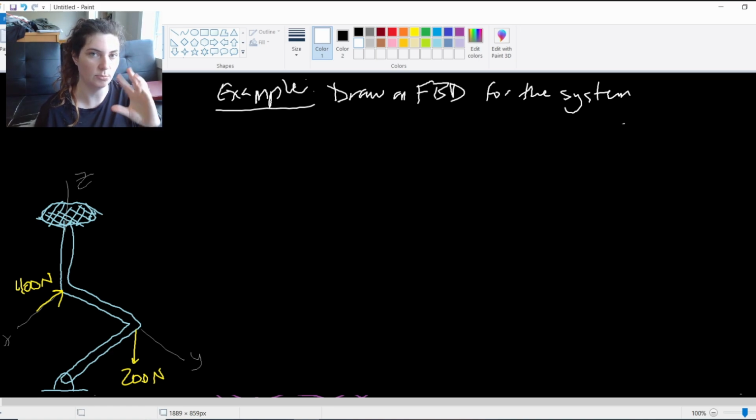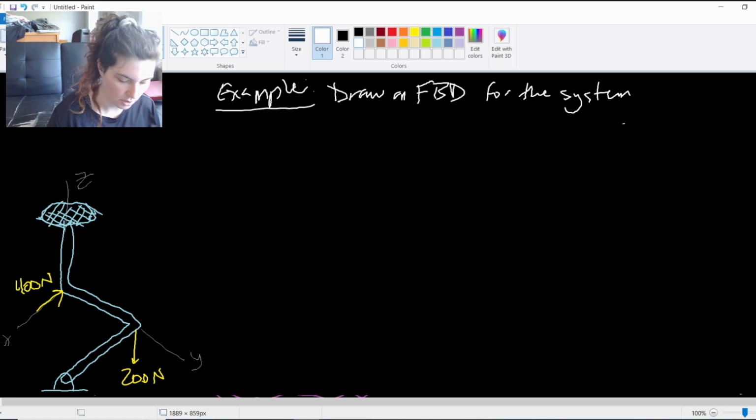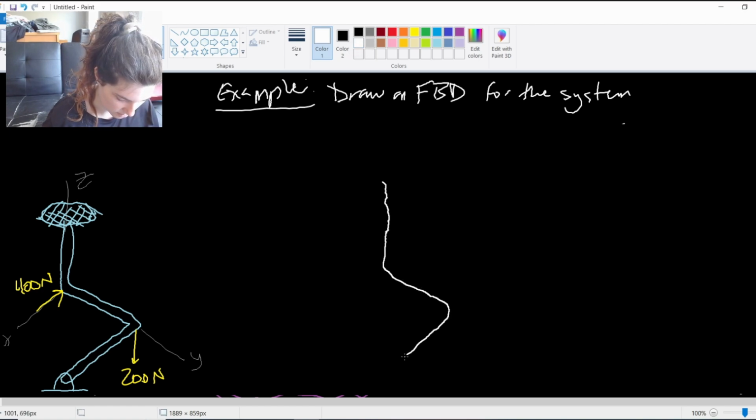So when I keep this in mind, I'm actually going to have 8 reaction forces here, because a fixed support has all six directions supported, where a pinned connection has just 2. So when I draw my free body diagram for this, I'm going to draw my little zigzag.